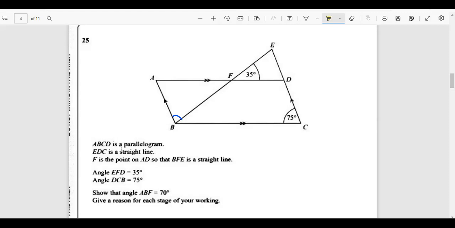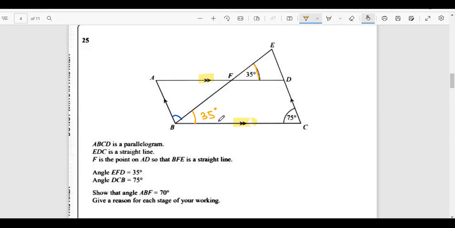Now, ABCD is a parallelogram, means that this side and this side would be parallel. So imagine that AD and BC, we have two parallel lines which are being cut by a transversal, that is BE. So if we talk about corresponding angles, this is angle 35, this and this would also be 35. And these are corresponding angles, right?